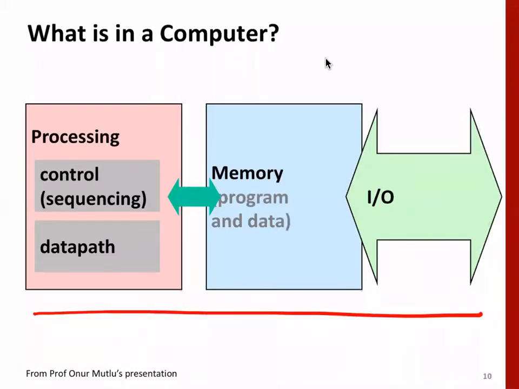What we have shown is a logical diagram, right? Whether the processor can directly do IO or it goes through memory is all detailed, right? In general, these three components are interconnected. All right, any question?